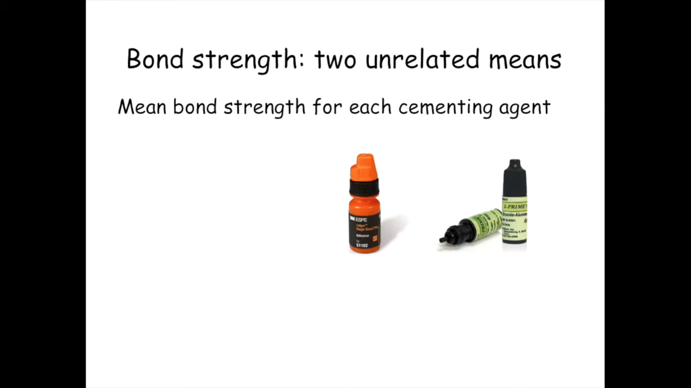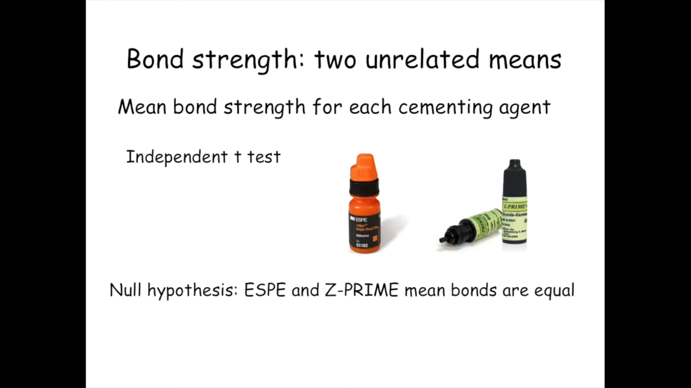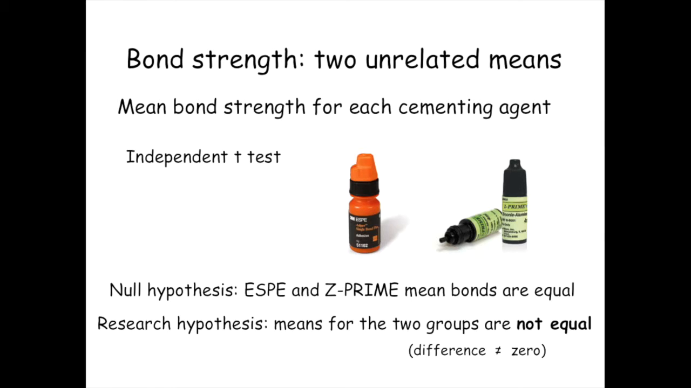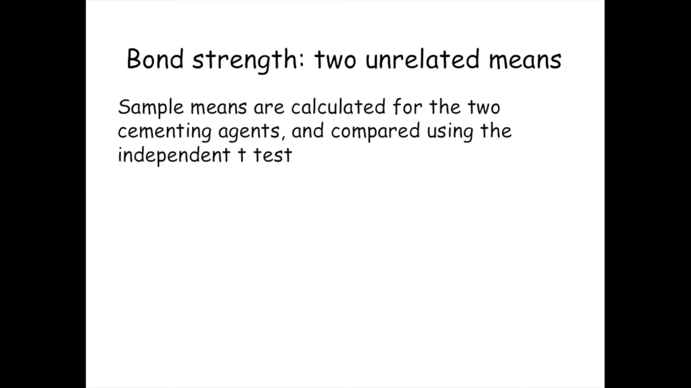For the bond strength example, the researcher is testing two different cementing agents, and the test is called an independent t-test. The null hypothesis is that the two means are equal. The researcher has no prior information to suggest that one cementing agent would be stronger than the other, so the research hypothesis would be non-directional, or two-tailed, that the means are not equal, or that the difference is not equal to 0. The researcher tests the bond strength of teeth bonded with one of the two cementing agents and calculates the mean bond strength for each group. He then compares the means using the independent t-test.